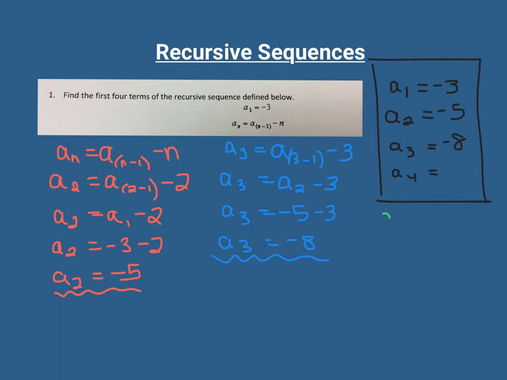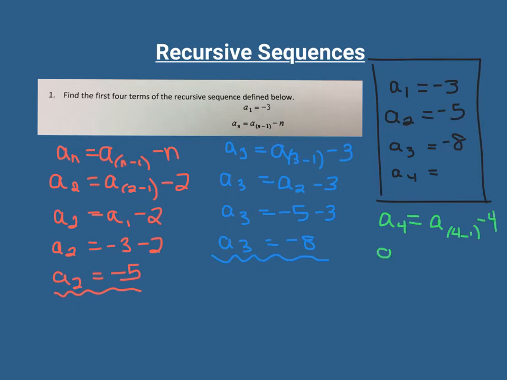So a sub 4. If I'm replacing the n in the formula with a 4, I'm going to replace this n right here with a 4, as well as this n right here with a 4. So it'll say a sub 4 minus 1, and then minus 4.